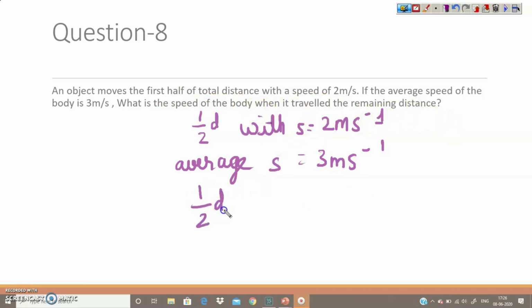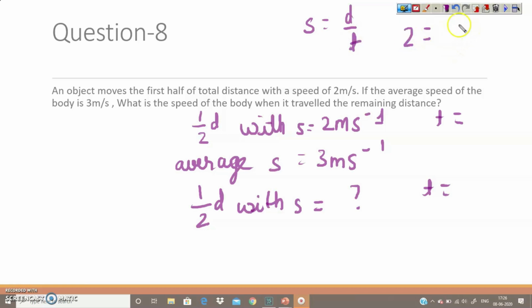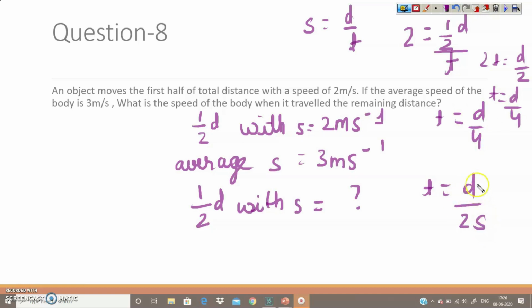Now what is the speed of the body when it travels the remaining distance? So another half distance with a speed we should find, and t. Let's have a look at t. What will be the time? Speed is distance upon time. Here speed is given, 2 meters per second, and the distance is half distance. So we'll write 2 equals (1 over 2 d) by t. When we cross multiply, we'll get 2t is d over 2, so t will be d by 4. As well here, you'll get d over 2s. Here we are getting two variables because s is not given and d is also not given.